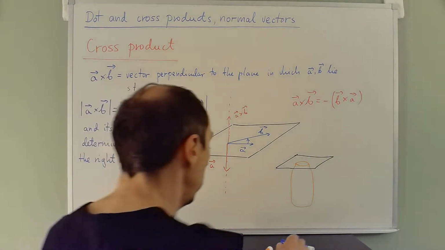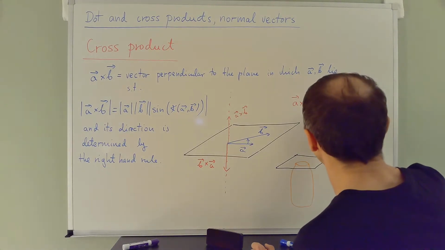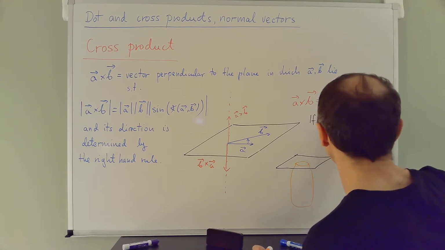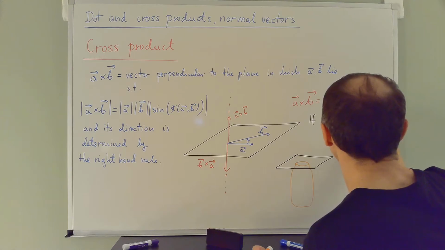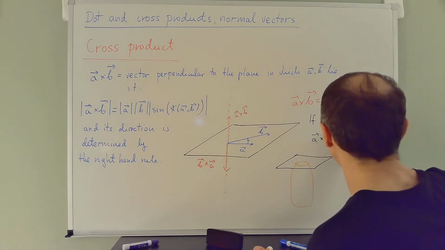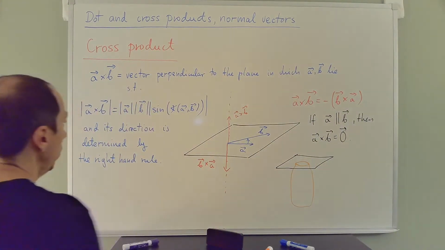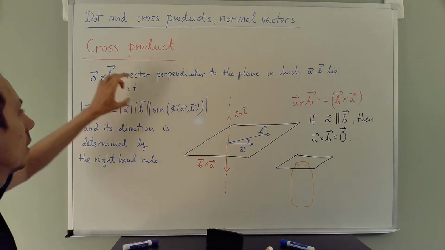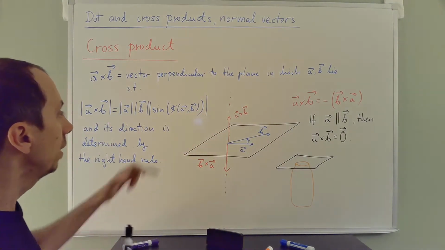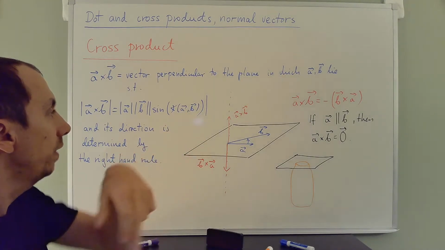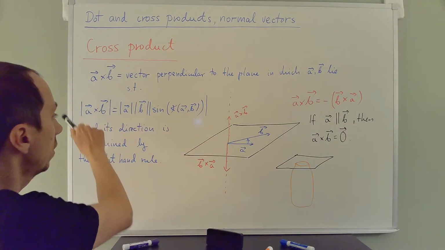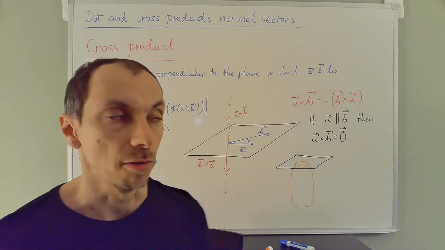One thing to notice here is that if the angle between A and B is 0, so if A is parallel to B, then the cross product is the 0 vector. How do I know that? Well, ignoring this part, because then there's no plane in which A and B lie, you can look at the length. If the vectors are parallel, that means they form the angle of 0 or 180, then sine is 0. So that means the length of this vector will be 0. So it must be the 0 vector.